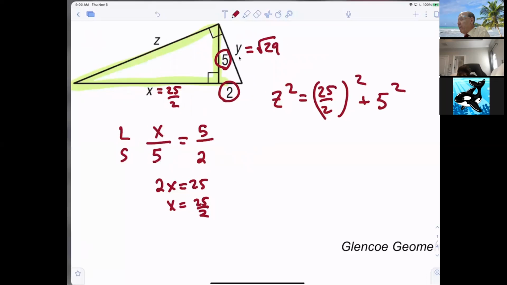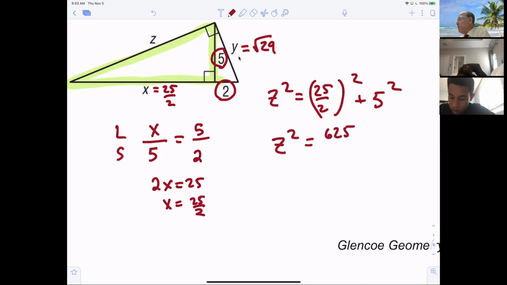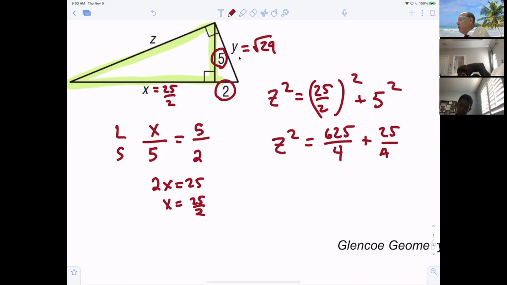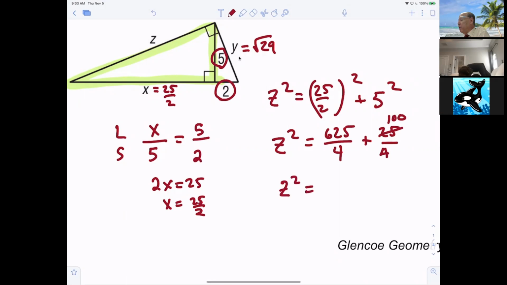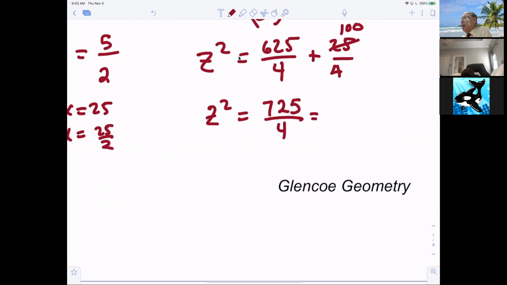Okay, so we have what? Z squared is equal to 25 times 25, which we should know is 625, right? And then 2 squared is what? 4. Plus 5 squared, which is 25 over 1, right? So we change this to a 4, which creates this as a what? 100. So now I have z squared is equal to 725 over 4.